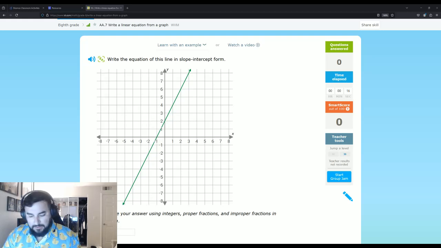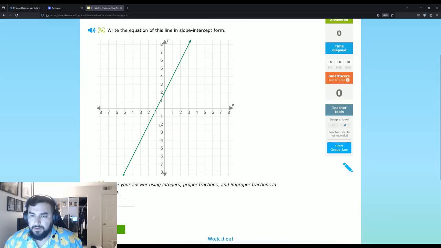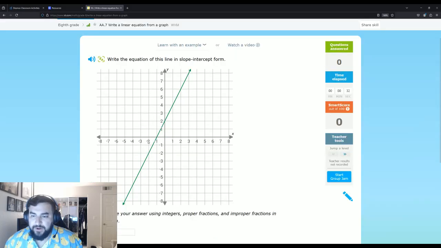Hey guys, if you are watching this, you are probably struggling right now with creating an equation, right? You need to write the equation of this line in slope-intercept form. Looking at this line, I need to create an equation from it.